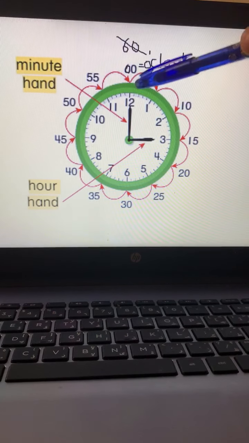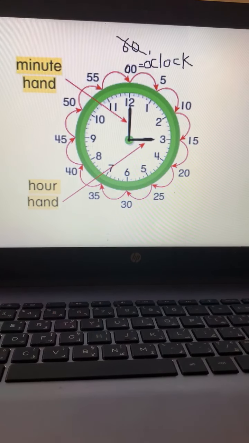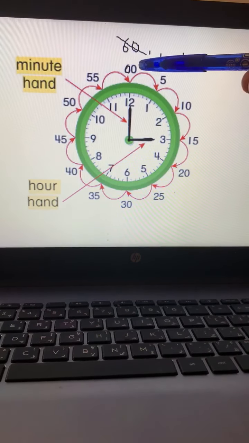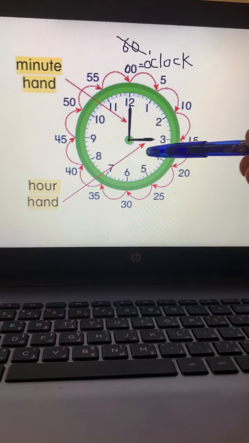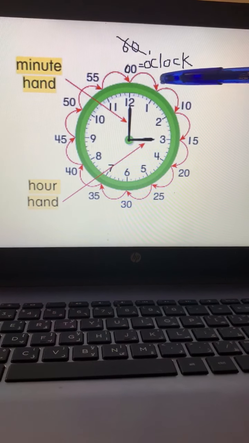We will never write it as 60. On the digital clock, we will write it as 00. And in the analog clock, if we want to describe the time, we will say the hour, then we will say o'clock. Like here, I have a 3 on the short hand. I will read it as 3 o'clock.